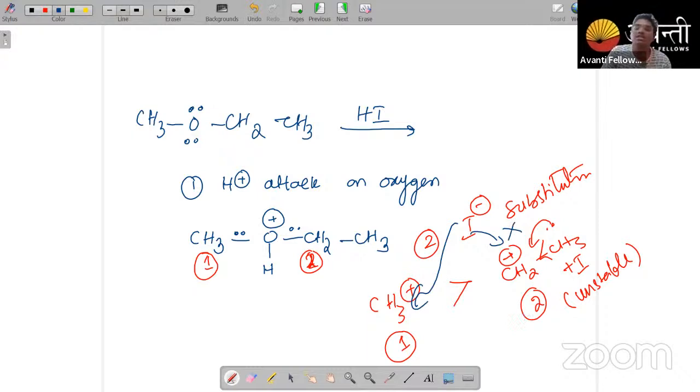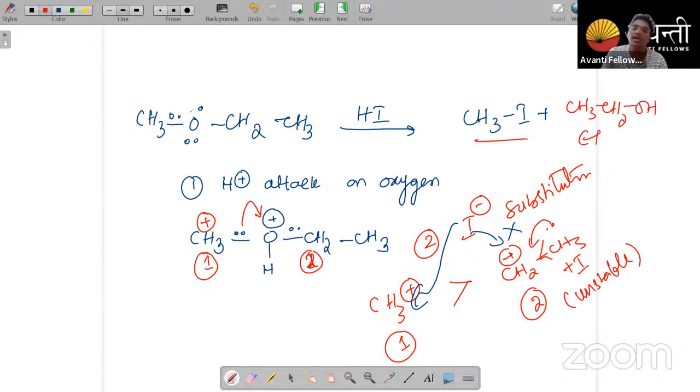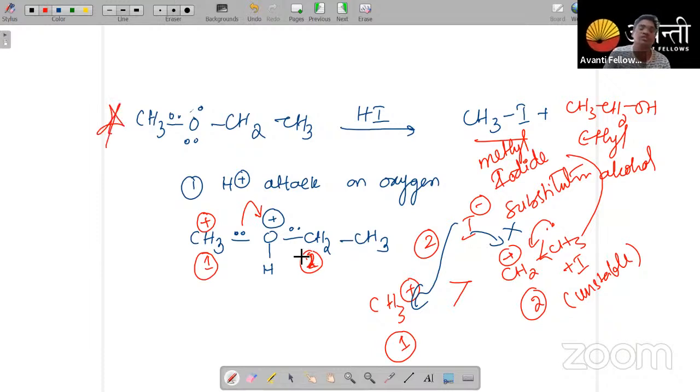So what will be the product here? CH3I. Now, if it is taking from this bonded pair, you are going to get the methyl cation here. Now the end products will be methyl iodide plus CH3CH2OH. This is what? Ethyl alcohol. And this is what? Methyl halide, methyl iodide. I hope you guys understand this one.